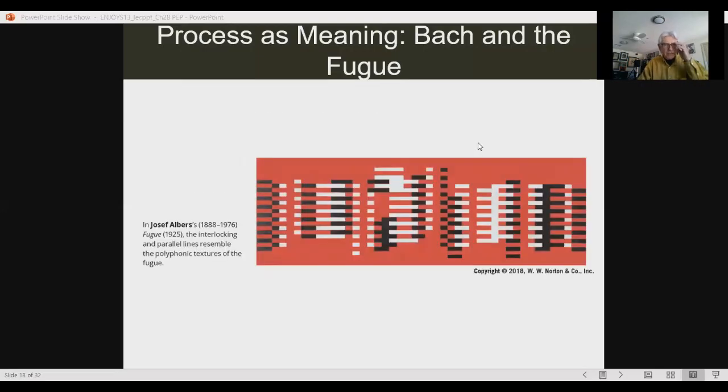Here is a painting that is a visual of interlocking and parallel lines resembling the polyphonic textures of the fugue, right? And actually the painting is called Fugue.